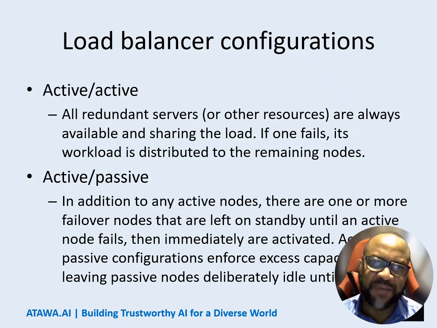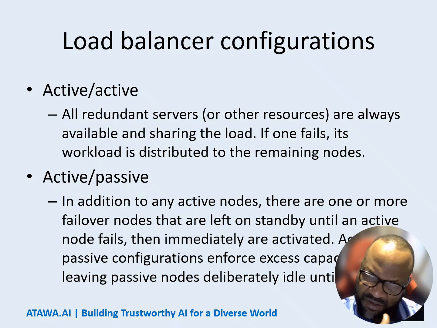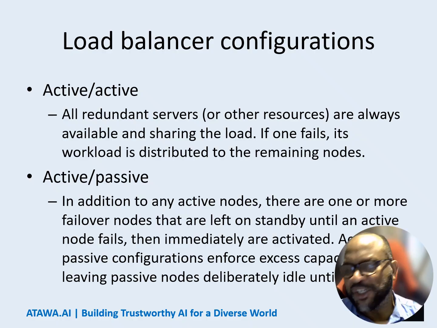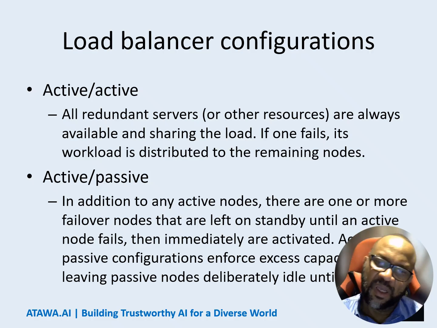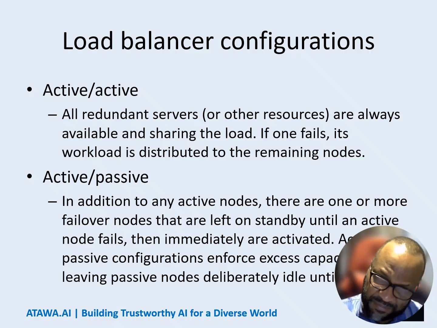So with active, it just says that all of the redundant servers, the extra ones, are always available and they're sharing the load. So if one fails, the load is now distributed to the remaining nodes. If I had 3 and one fails, the other 2 now divide the load.